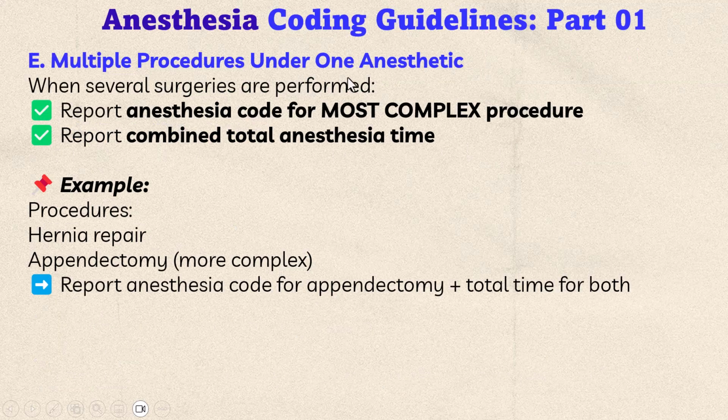Multiple procedures under one anesthetist. If multiple surgeries are performed under one anesthesia session, you report the anesthesia code for the most complex procedure, then the total combined anesthesia time. So here you do not report multiple anesthesia codes. For example, the procedures are hernia repair and appendectomy. So in these two, appendectomy is the most complex. So you have to report the anesthesia code for appendectomy plus the total time for both.